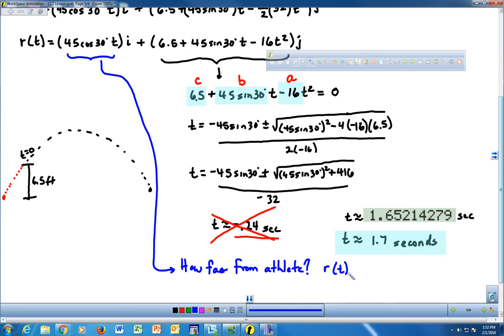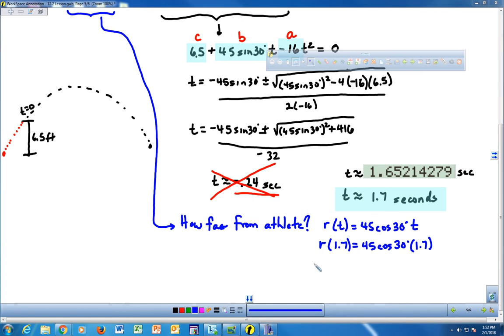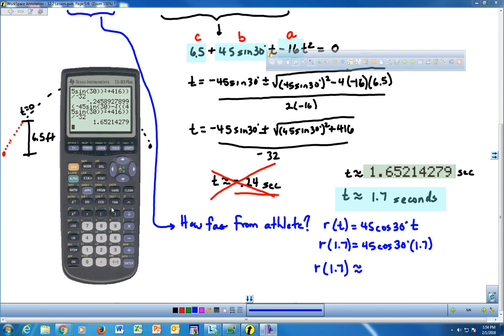So that would be my horizontal position, which is going to be given by 45 cosine of 30 degrees times t, and we want to find that position when t is equal to 1.7 seconds approximately. What I do recommend is that you put the whole time, don't round it. So put the 1.65 14279, so we make sure that we get the closest answer. Right here I'm just going to put 1.7, but whenever I evaluate it, I'm just going to put the whole number.